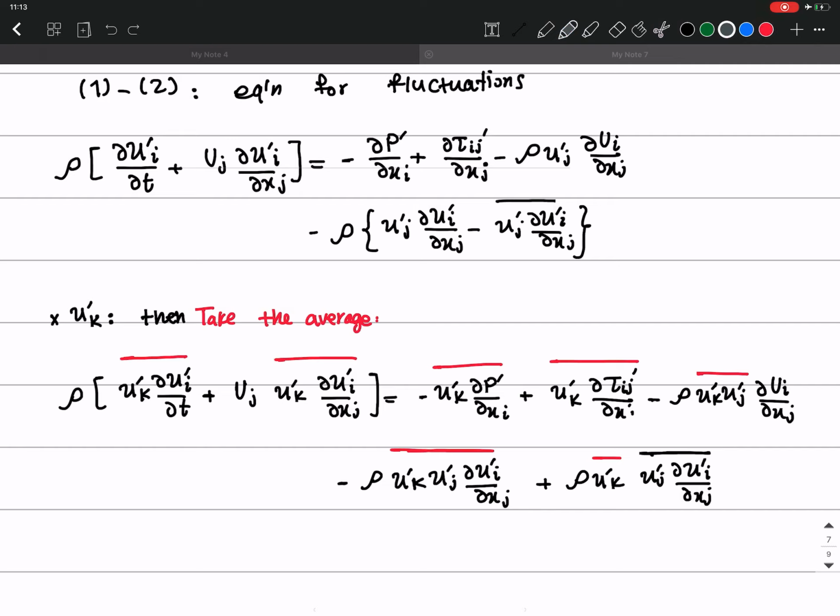So interestingly, we know that the average of this term is going to be 0, right? Because the average of the fluctuations is 0. Okay, so we'll get rid of this term, the last term. So let me write this as equation 3.